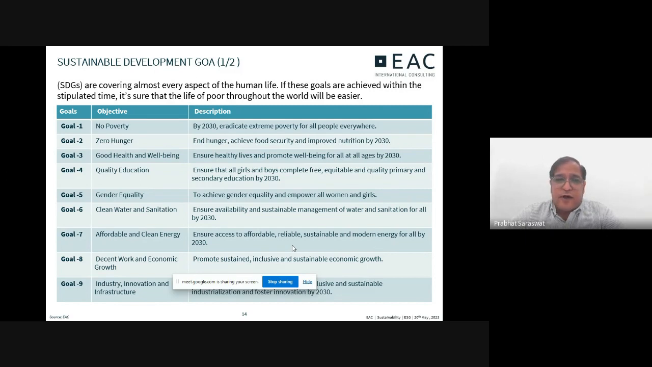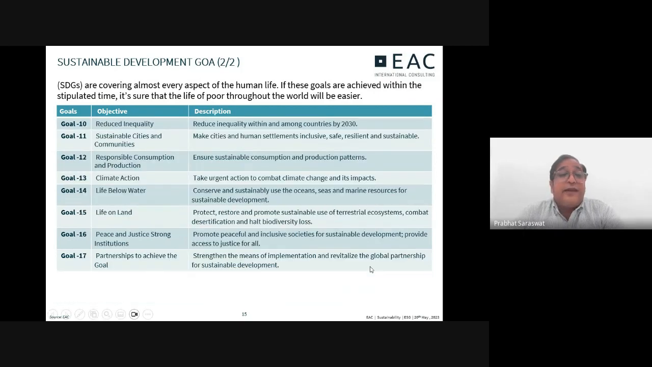Then zero hunger, good health and well-being, quality education, gender equality, clean water and sanitation, affordable and clean energy. This is the center of the clean energy transition, goal 7. Then decent work and economic growth, industry, innovation and infrastructure, SDG 9, reduced inequality, sustainable cities and communities, responsible consumption and production, climate action, life below water, life on land, peace and justice, strong institutions, and partnership to achieve the goals. So these are the brief descriptions of the 17 goals.